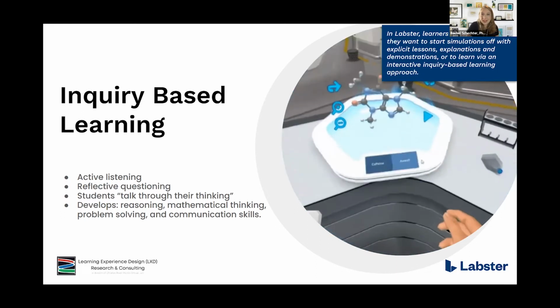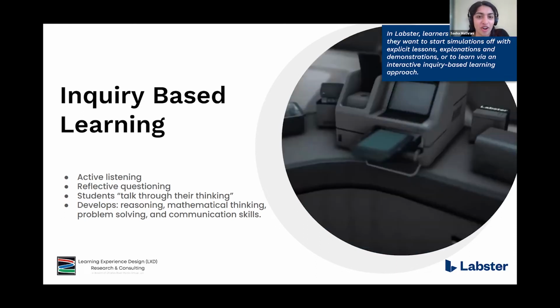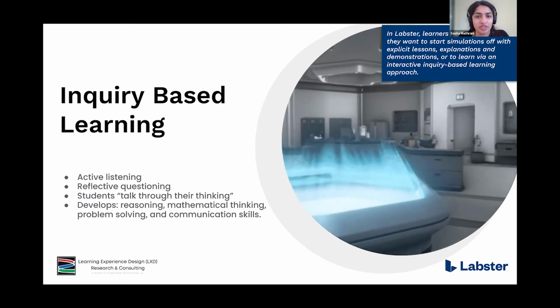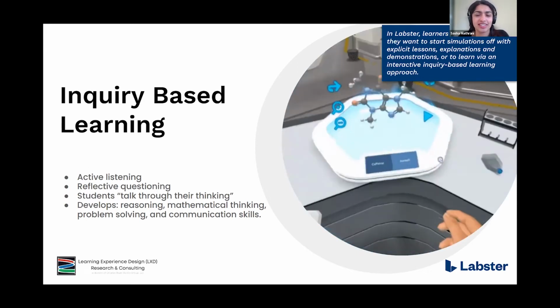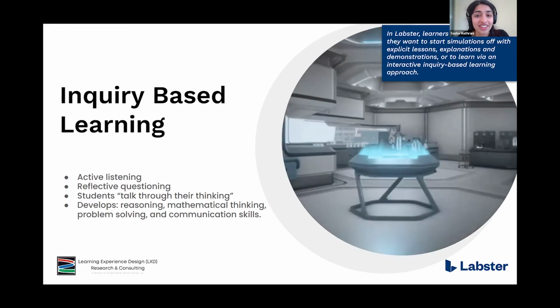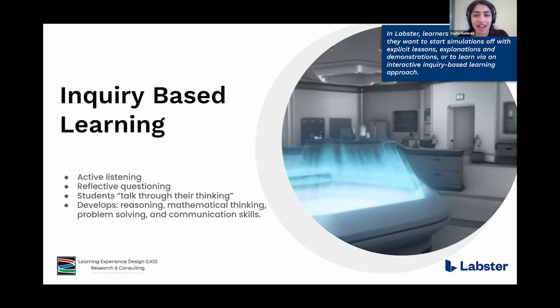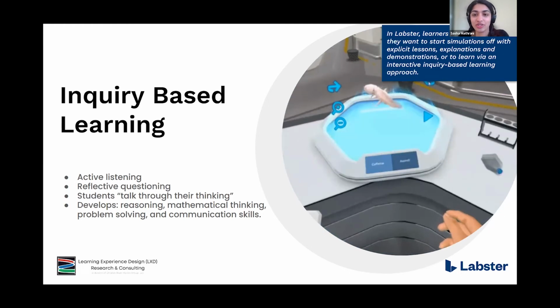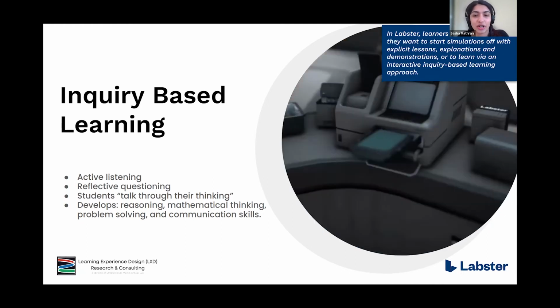Does this sound like something that you've seen at Labster? Yeah, absolutely. I think all of our simulations are sort of built in with student choice. So students can decide how they want to start their journey in their simulation. They can start by reading the theory and getting all the background knowledge, or they can jump right into the interactive learning activities and start answering questions right away.